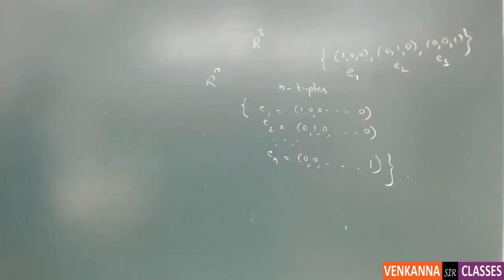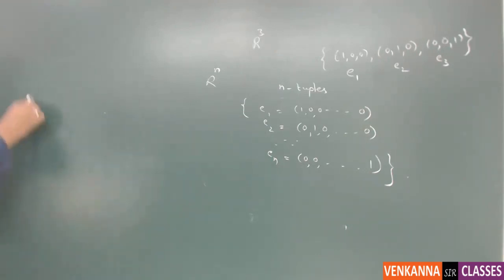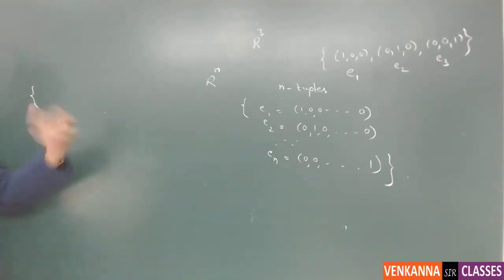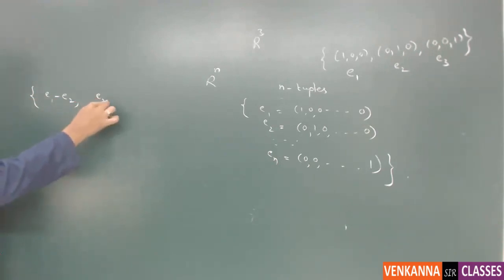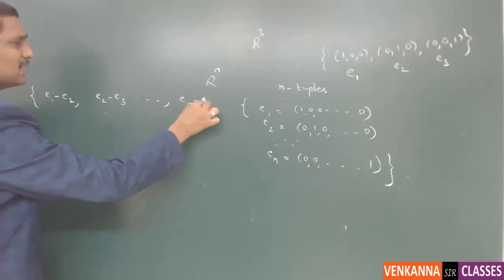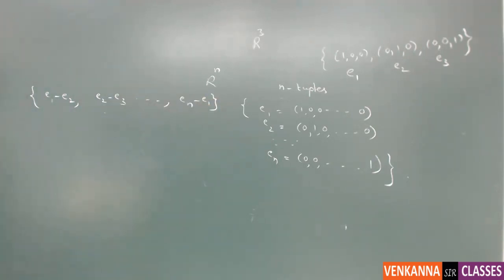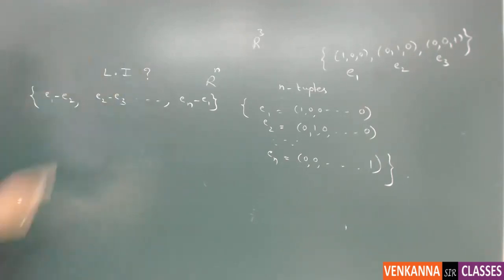Now based on these, one question is framed. That is, as you know what are E1, E2, so on En. Let us go for a set of vectors obtained from this. I am taking the first vector as e1 minus e2. I will take the second vector as e2 minus e3 and so on. The last vector as en minus e1. So if I consider the set of vectors like this, is this set linearly independent or dependent? That was a question.